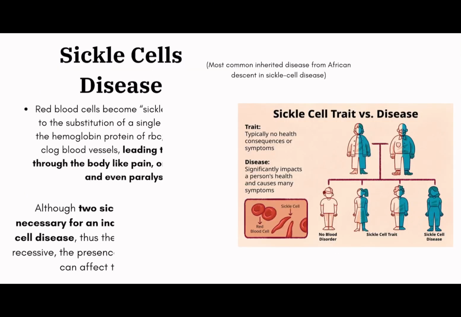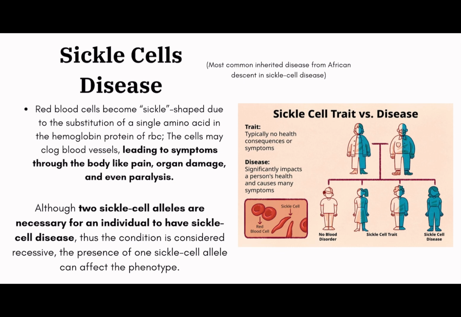The most common inherited disease among people of African descent is sickle cell disease. Red blood cells become sickle-shaped due to the substitution of a single amino acid in the hemoglobin protein of RBCs. The cells may clog blood vessels, leading to symptoms throughout the body like pain, organ damage, and even paralysis. Although two sickle cell alleles are necessary for an individual to have sickle cell disease, and thus the condition is considered recessive, the presence of one sickle cell allele can affect the phenotype.